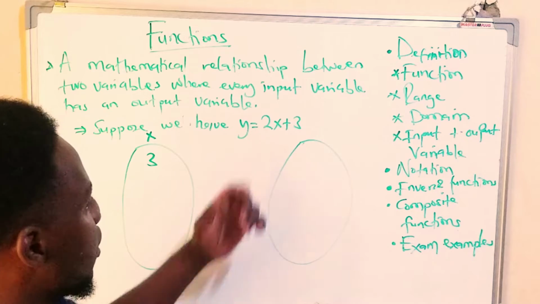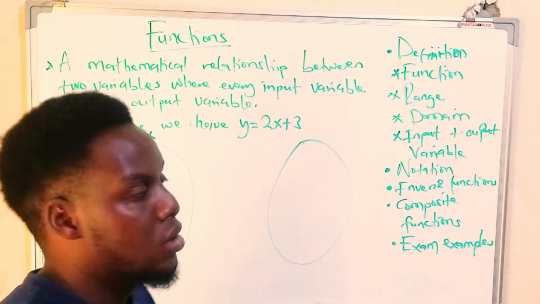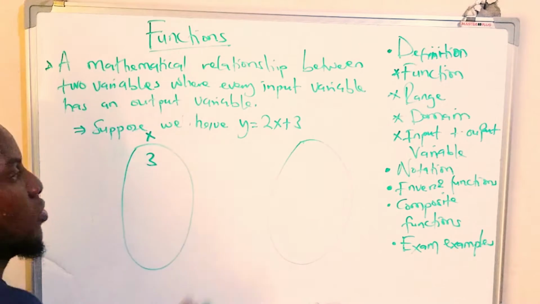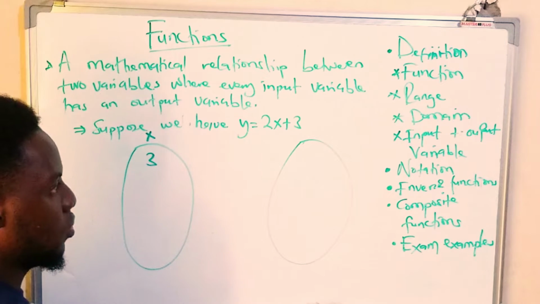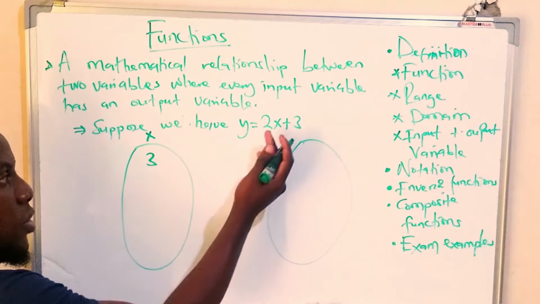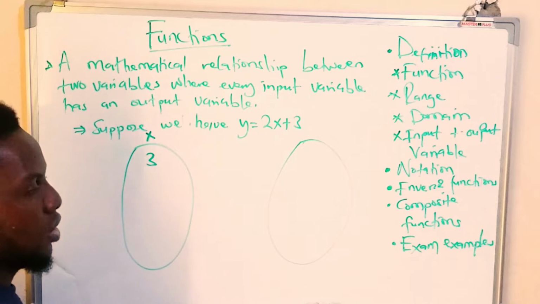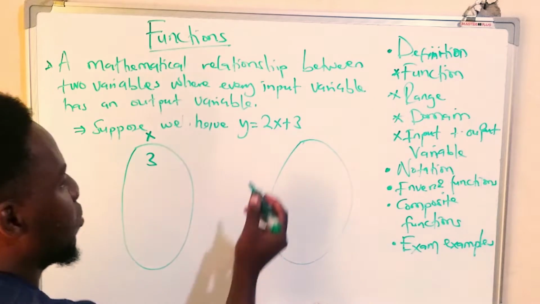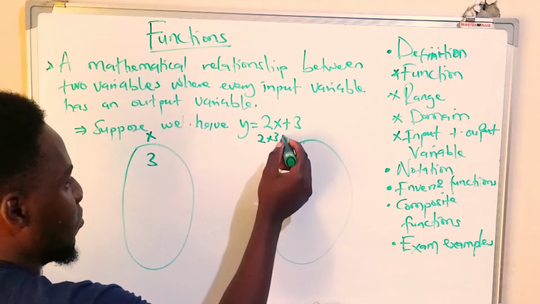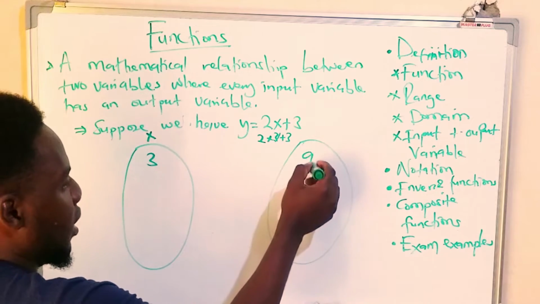However, y is an output variable or a dependent variable. A dependent variable, why? Because it will depend on the value of x that we're going to choose there. Since we have chosen x to be 3, we will put 3 there. We're going to have 2 multiplied by 3 plus 3 there. You're going to have 9 there.